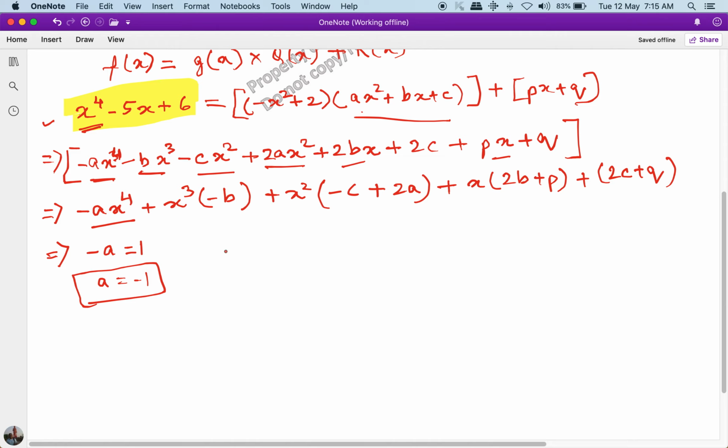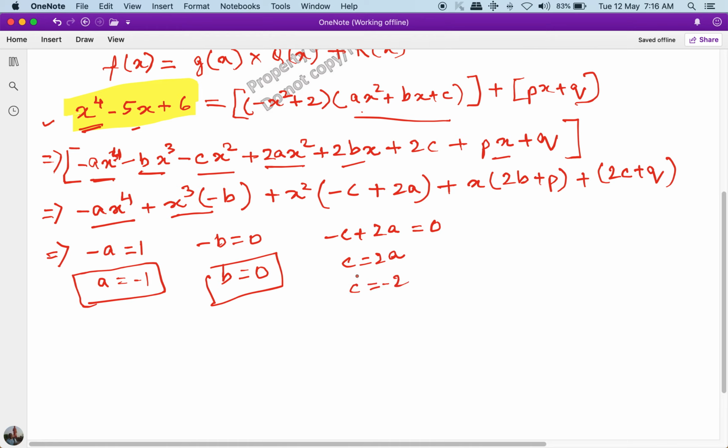Next, I compare the coefficient of x cube, which is 0. So what I find is that minus b equals 0, so b will be equal to 0. This is the second thing. Now let's see what is c. The coefficient of x square is also 0, which means minus c plus 2a is equal to 0. So c will be equal to 2a, and a is equal to minus 1. So c is equal to minus 2. So we got c.